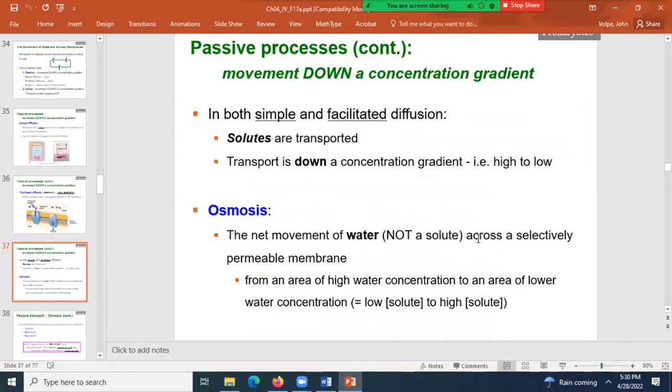In both simple and facilitated diffusion, only the solutes are transported across the membrane, and that transport is always down the concentration gradient, from areas of high concentration to areas of low concentration. Osmosis is similar, but realize it's the net movement of water across a selectively permeable membrane. Water is not a solute, it is a solvent.